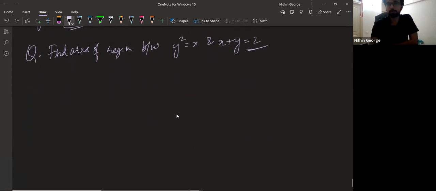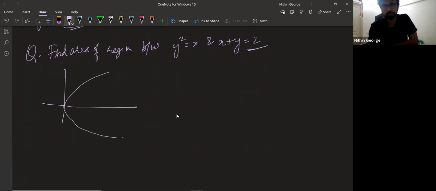So please try to understand what I'm saying properly here, okay? y square equal to x. How will it look like? y square equal to 4x looks like this, right? And x plus y is equal to 2. 2 here, 2 will be here. We cut through. Okay, this is your x plus y equal to 2. And here you have your y square equal to x. And then what do we do? This is the area I'm trying to find, right? Right, guys? Yes, sir.